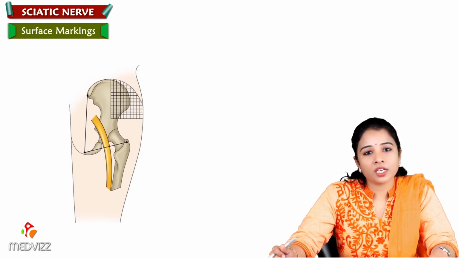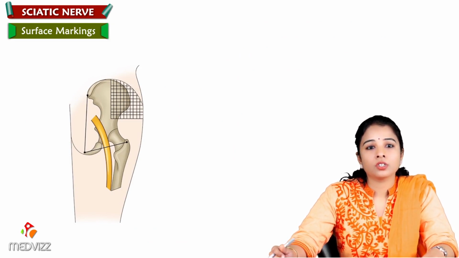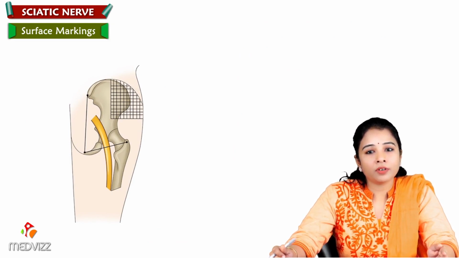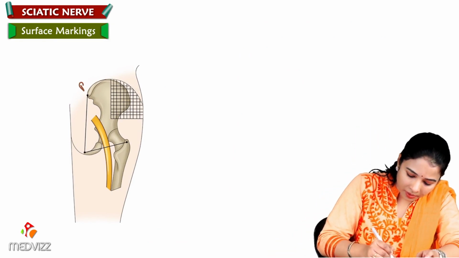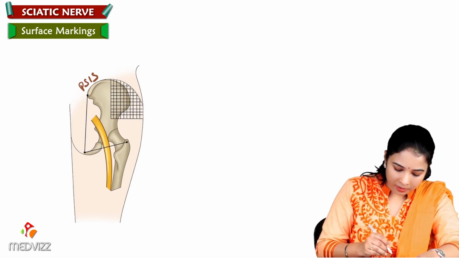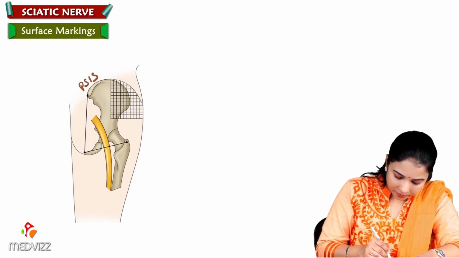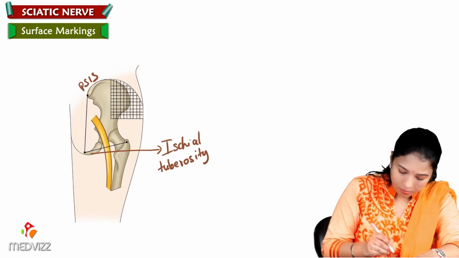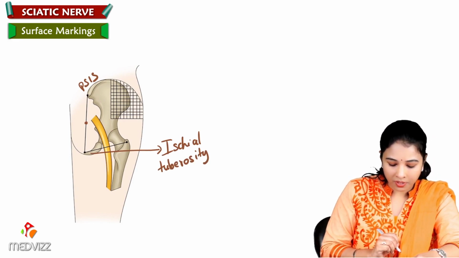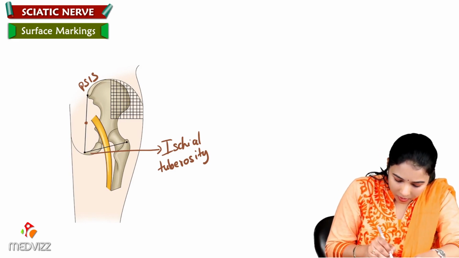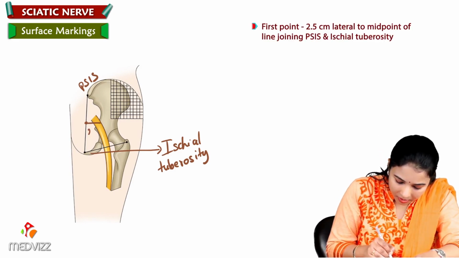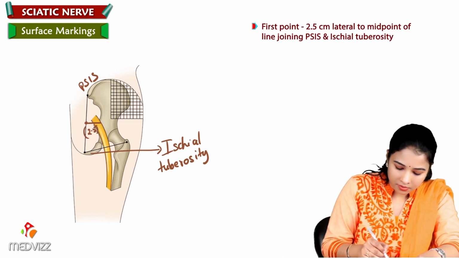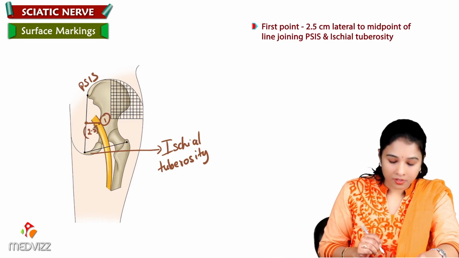Surface marking of the sciatic nerve in the gluteal region. In the gluteal region, it is marked from the posterior superior iliac spine to the ischial tuberosity. This is the midpoint between the posterior superior iliac spine and the ischial tuberosity. 2.5 centimeters lateral to this, mark a point. That is the first point. So this is the first point.